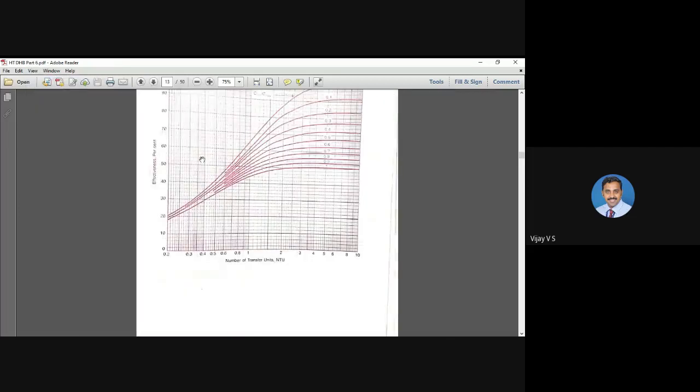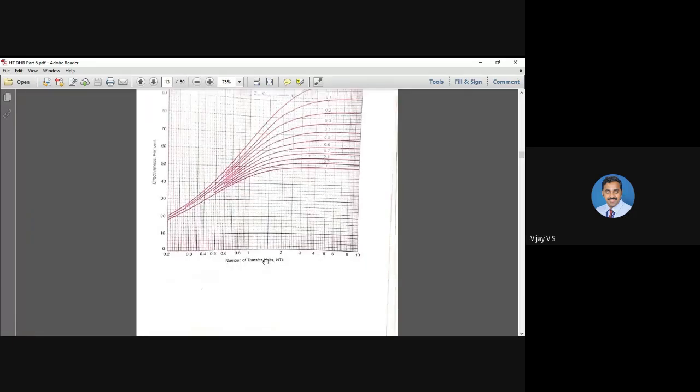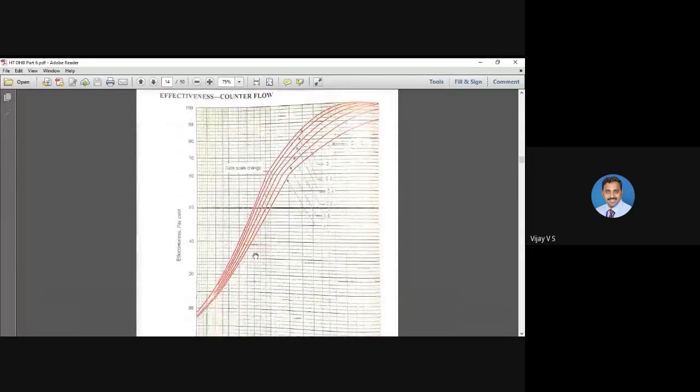So the first graph, if you see here, is effectiveness for parallel flow. On the X-axis you have NTU, and these curves are for C minimum by C max, that is the capacity ratio. Therefore, for different values of NTU and different values of capacity ratio, you can directly find effectiveness percentage. So instead of using the formula, you can use this chart. Okay, we will solve one problem using both the chart method and the formula method. We will compare this. Is this chart which I am showing visible?